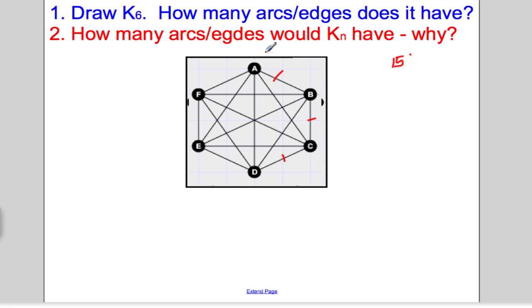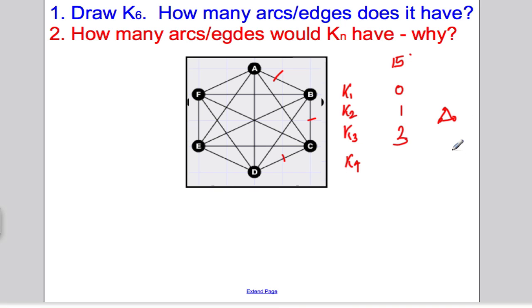Now, how many arcs or edges would Kn have for any number n, and why? This is a very interesting question. I hope you attempted this, but a nice way of showing it is to talk about what happens in each of the other cases. Now, K1, how many arcs or edges? It had none. What about K2? It had 1. What about K3, if you remember? K3 was like this. It had 3 connections between it.